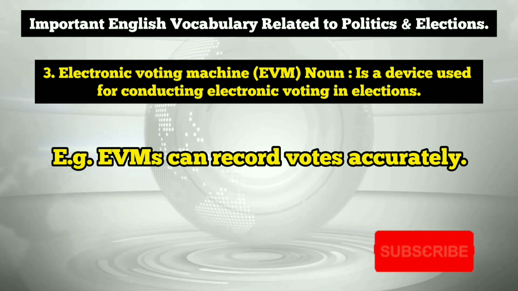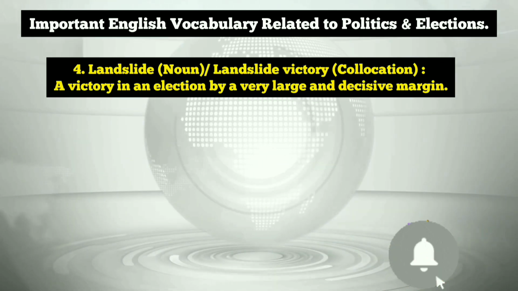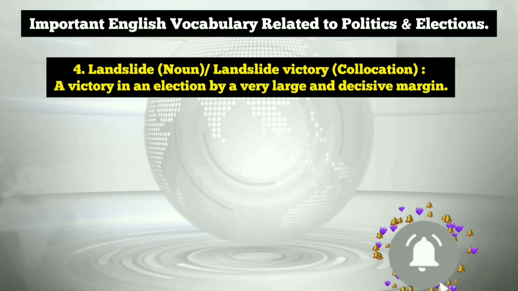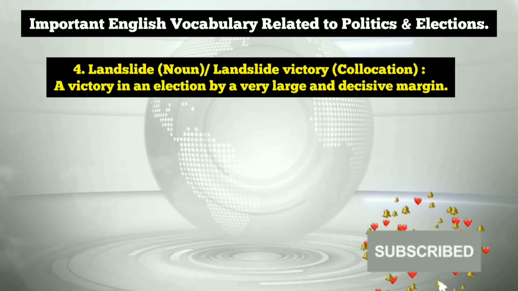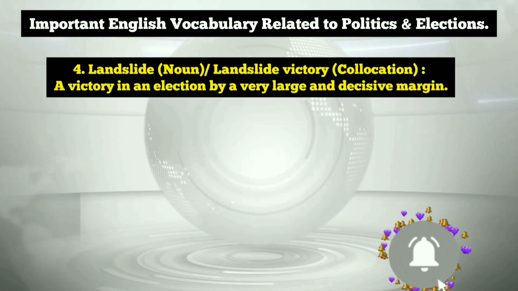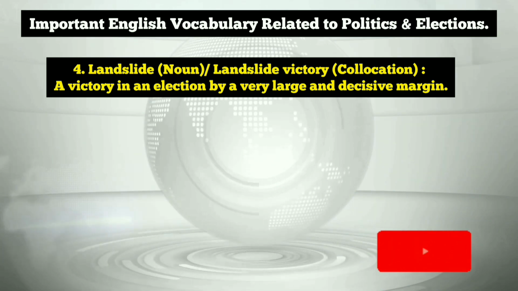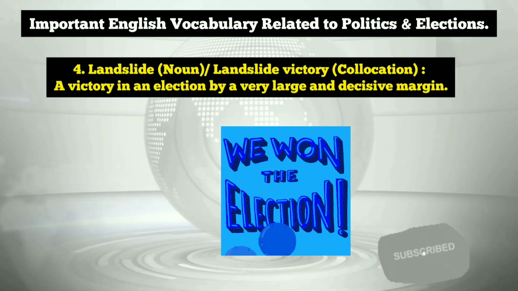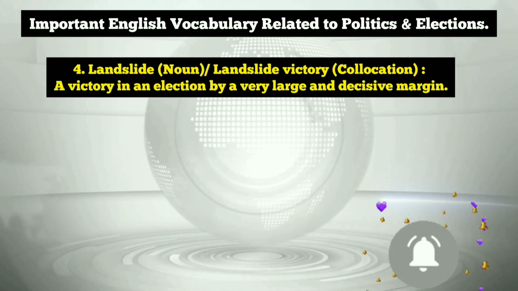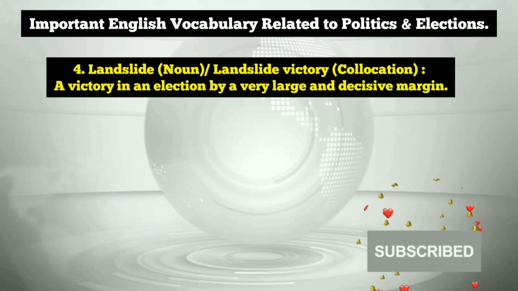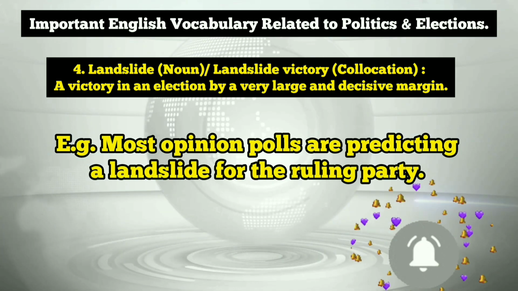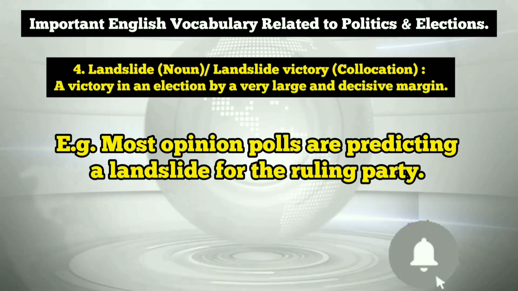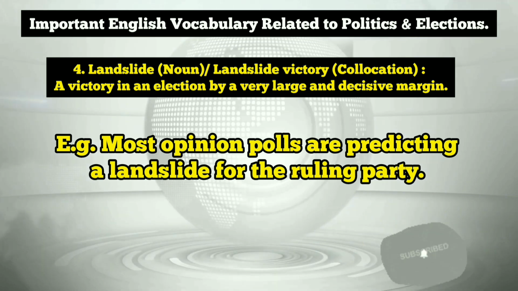Up next we will dive into the next word, that is landslide. We can also say landslide victory. You can make it a collocation, or you can say landslide and use it as a noun also. So the meaning is same. It means a victory in an election by a very large and decisive margin. Victory in an election by a very large and decisive margin is called landslide, or we can also say landslide victory. So let me show you how to use it. Most opinion polls are predicting a landslide for the ruling party. That means they are predicting a very large victory for the ruling party.